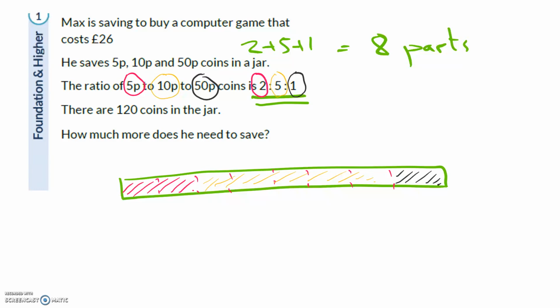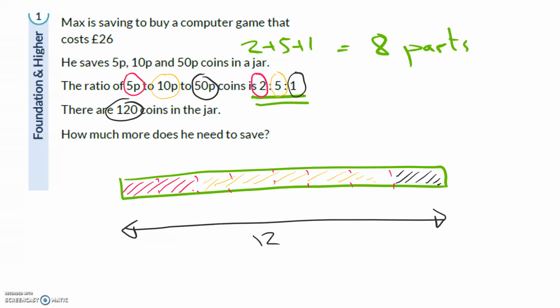Okay, so having our bar, we can now think, okay, so the whole amount of that bar is our 120 coins in the jar. So we know that the whole lot's 120 coins, because that ratio tells us the proportion of each type of coin in that whole 120 coins in the jar. It stays in proportion.